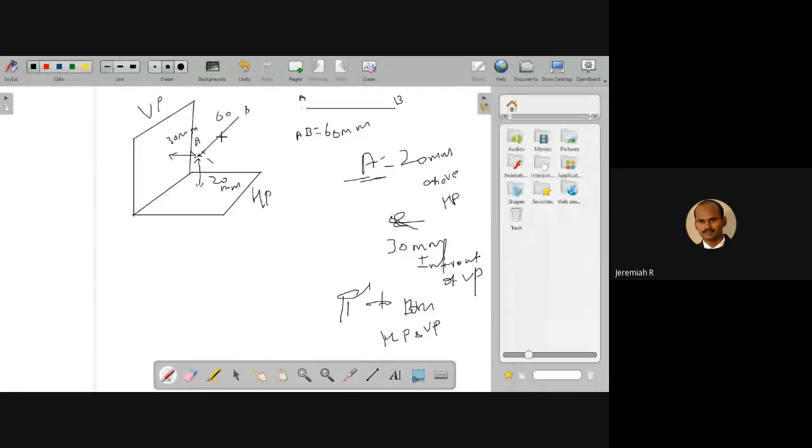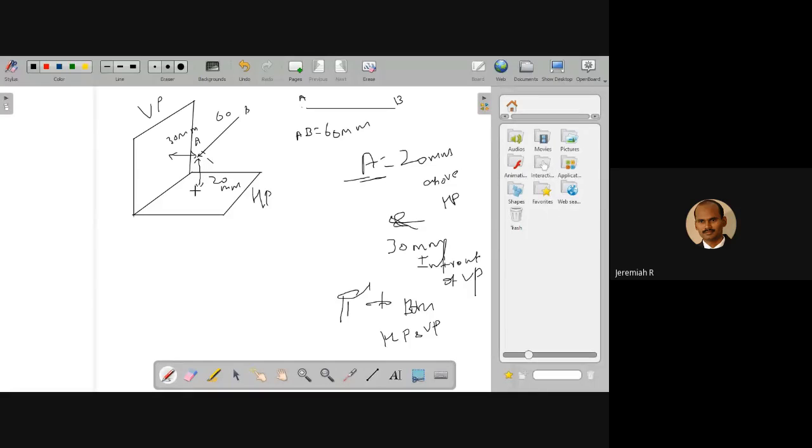When you say parallel to HP, the distance from HP is equal. When you say parallel to VP, the distance from VP is equal. So in the front view, what will we get? We will get a straight line.